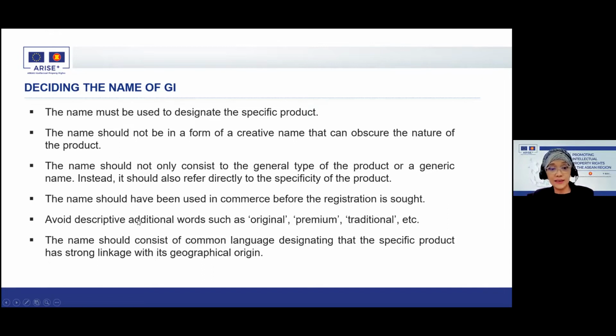We should avoid descriptive additional words such as original, premium, traditional. Those are exaggerated and beautifying terms that obscure the nature. Okay, avoid descriptive additional words. The name should consist of common language designating that the specific product has a strong linkage with its geographical origin.